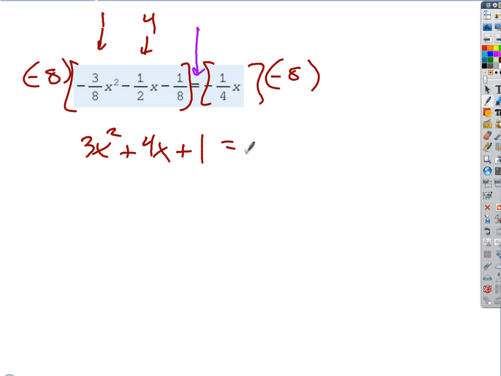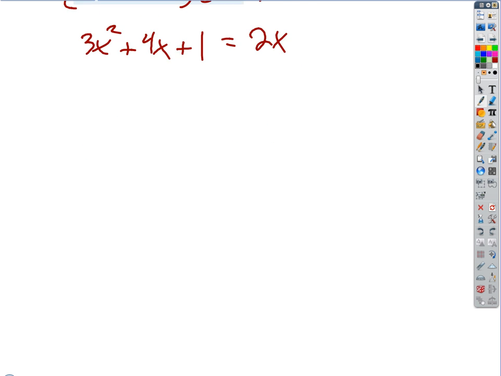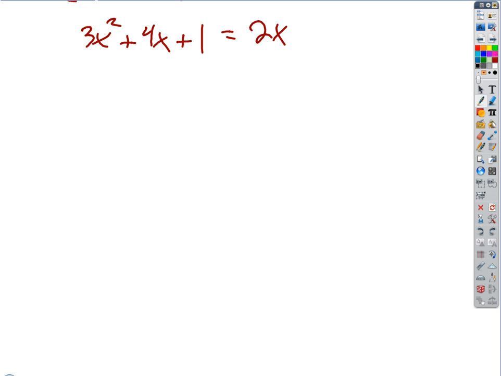Good. And on this side I would get what? Positive 2x. Okay? Which we subtract. Right. Now we'll subtract that 2x. And we end up getting this into, what do we call this form when I write the equation equal to 0? Standard form. Good. Okay, so we get 3x squared plus 2x plus 1 equals 0.